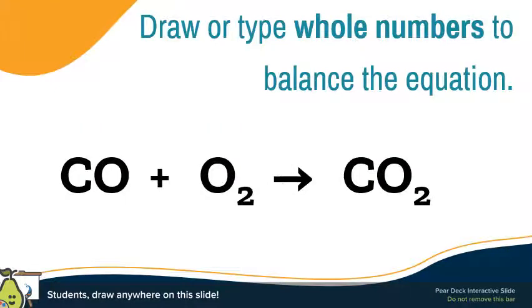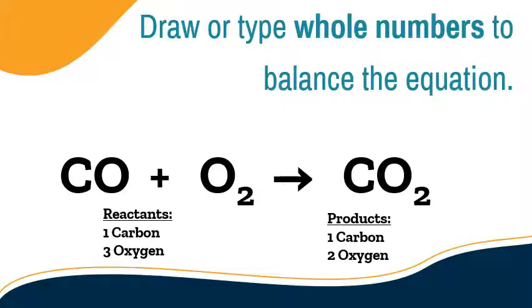In this next example, we will balance the equation of carbon monoxide, CO, reacting with dioxygen, O2, to produce carbon dioxide, CO2. First, we'll count the moles of each element on the products and the reactants. We'll start with carbon in the reactants. I see carbon as part of carbon monoxide, and I see that it has no coefficients nor subscripts, so there is 1 carbon in the reactants.